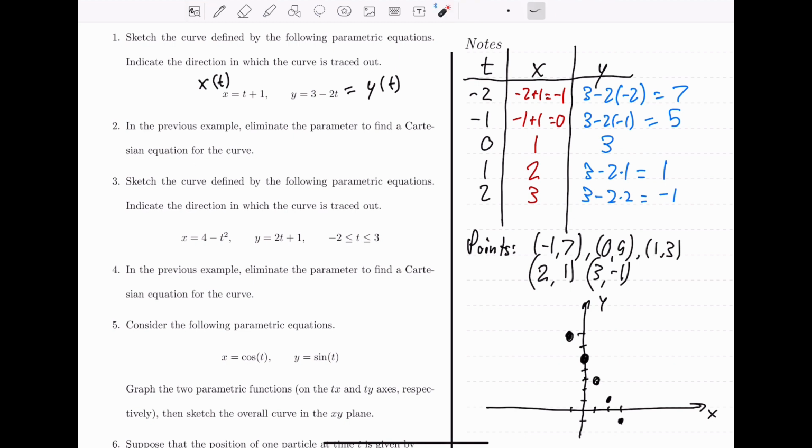Now, just like we did when we plotted just regular old xy equations, we join these points with a smooth curve, and this looks suspiciously like a line. In fact, it is a line. So, using these parametric equations, we obtain a graph of a line in the xy plane. Now that we've seen an example of what parametric equations look like when we plot them, let's talk about some more general ideas of parametric equations.